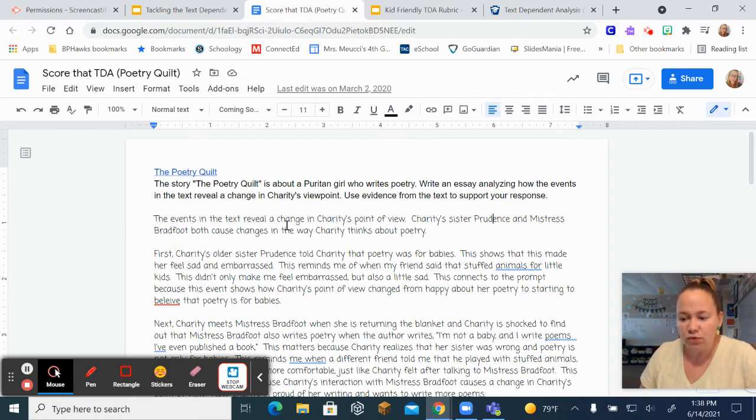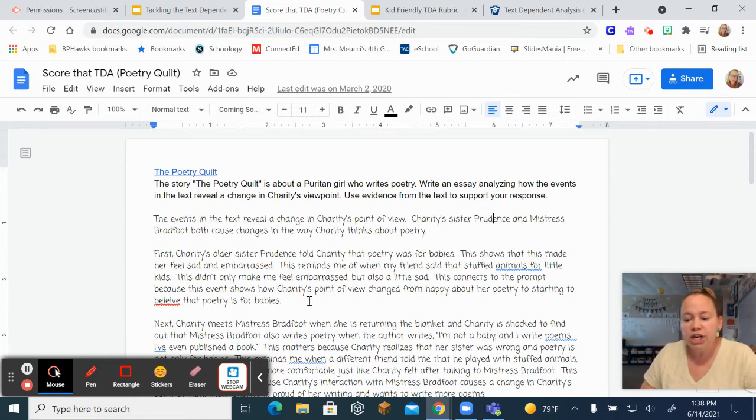The evidence in the text reveal a change in Charity's viewpoint. Charity's sister, here's where I answer. I tell you what her viewpoint is. Charity's sister Prudence and Mistress Bradfoot both cause changes in the way Charity thinks about poetry. And this could be better to say that Charity's viewpoint of poetry goes from negative to a positive. That could make a jump from a 3 to a 4, right?